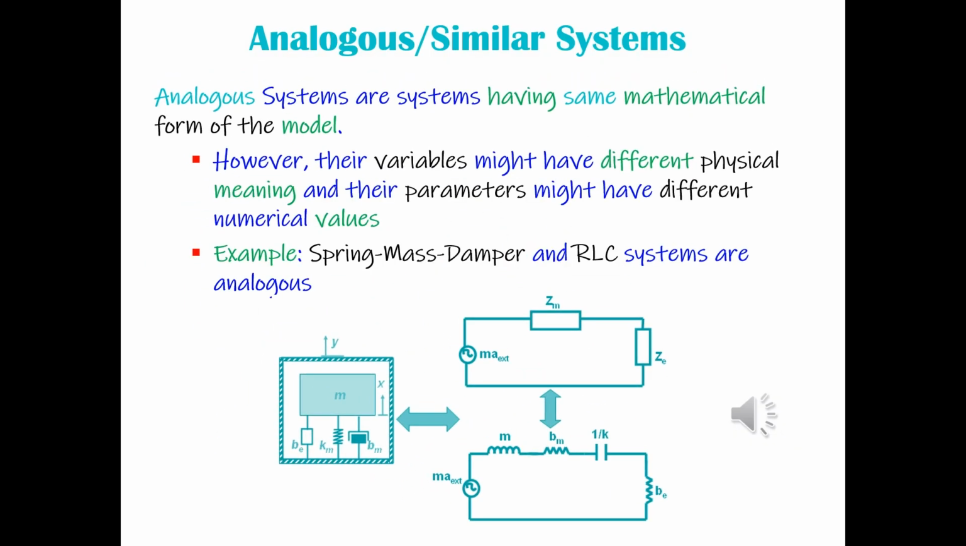Sometimes, very different physical systems can actually share the same mathematical structure. We call these analogous systems. That means the equations describing their behavior have the same form, even though the variables may represent different physical quantities, and the parameters may take on different numerical values. For example, a spring, mass, damper system in mechanics, and an RLC circuit in electrical engineering are mathematically analogous. The motion of the mass and the oscillations of the circuit follow the same type of equations, even though one deals with forces and displacements, while the other deals with voltages and currents.